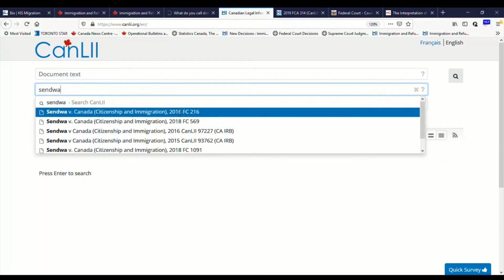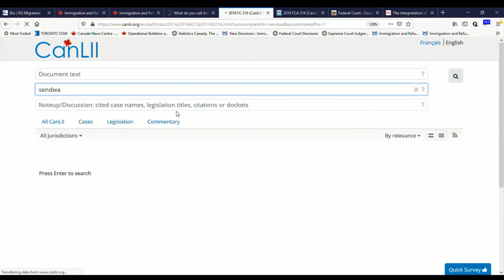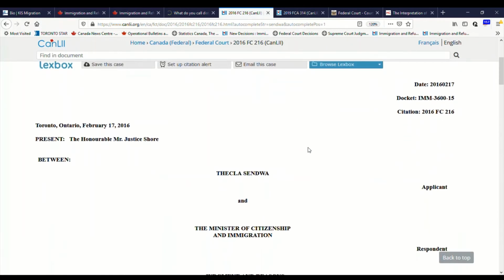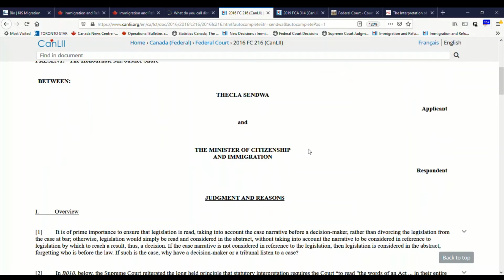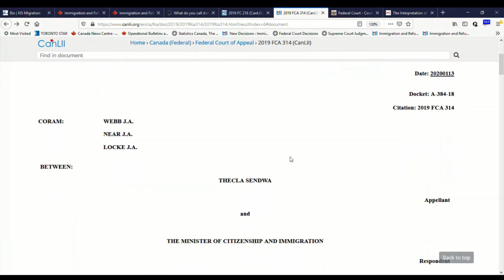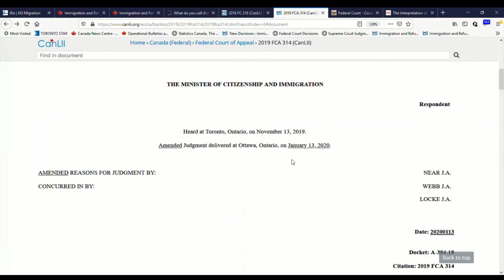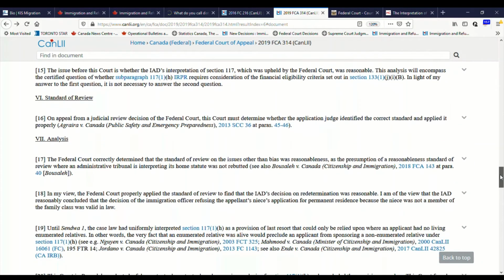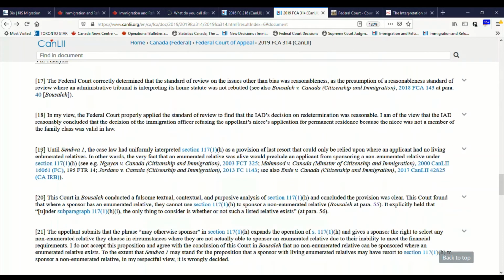So it basically all started with SENVA 1. If you click on that, you will be able to read the decision that created legal uncertainty for about 4 years. A beautiful summary can be found in the Federal Court of Appeal decision. The main points of interest are paragraphs 19 to 21. So just scroll down until you see on the left hand side paragraph number 19.